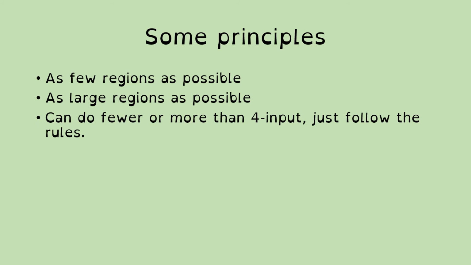There's a couple of other things. We can do fewer or more than 4 inputs. We've just done an example that's 4 inputs. If you're doing 5 or 6 inputs, the K-map becomes more complicated, and you're making sure you get the right order of the things with your Gray code ordering. You need to make sure you do that, but just follow the rules.